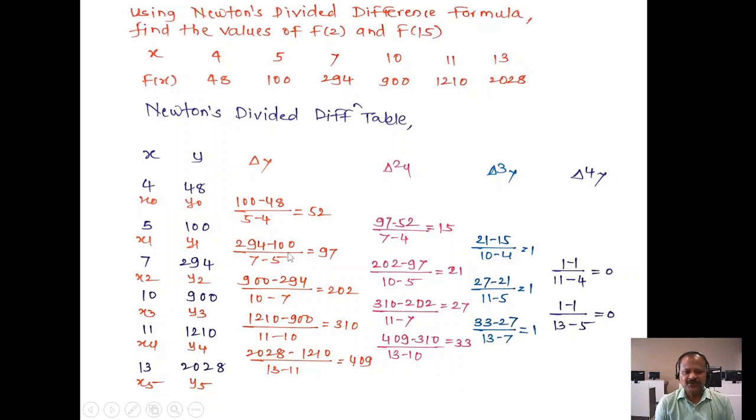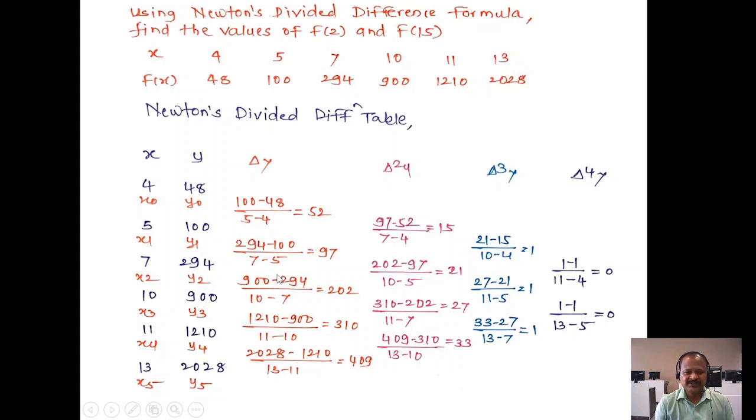After writing this you have to find the first difference. So how can we find the first difference? The first difference is y1 minus y0 divided by x1 minus x0. So it is 100 minus 48 divided by 5 minus 4, which is equal to 52. Then the second term is y2 minus y1, that is 294 minus 100, divided by x2 minus x1, so 7 minus 5. The answer is 97.